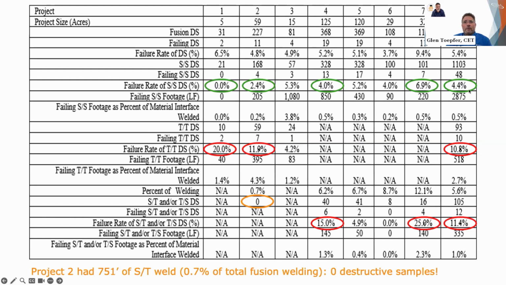You have your smooth, maybe up to 7% on one of the projects, but you can see consistently above 10% on a lot of these where a textured interface is involved.